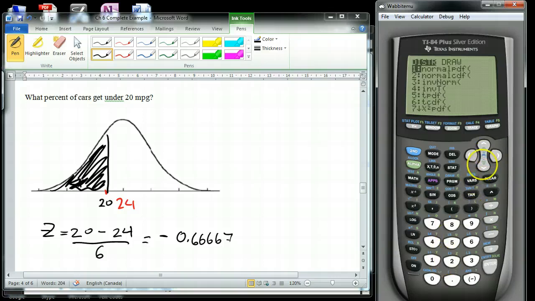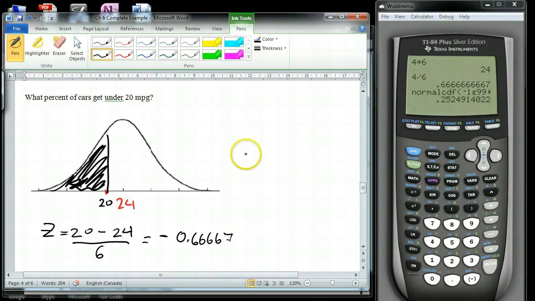Second function, normal CDF. We're going to go from negative infinity all the way to negative 0.66667. Okay. 25% there. Okay, so that corresponds to what?